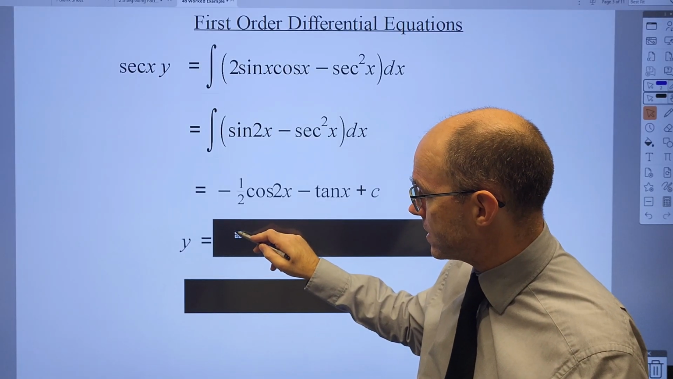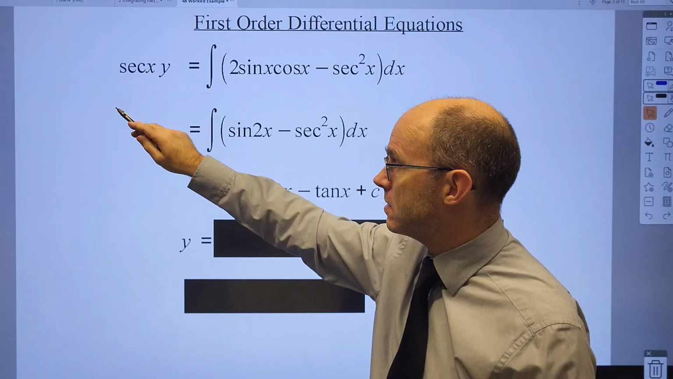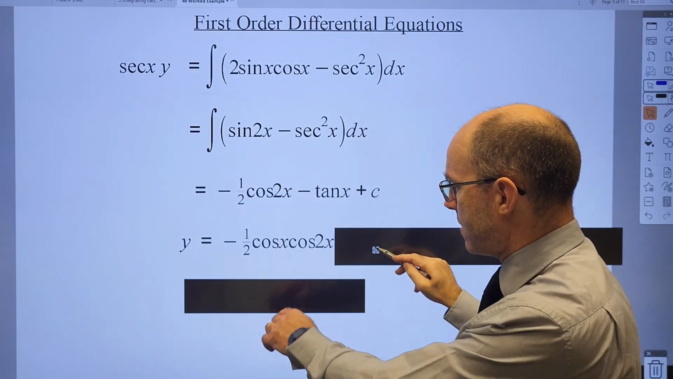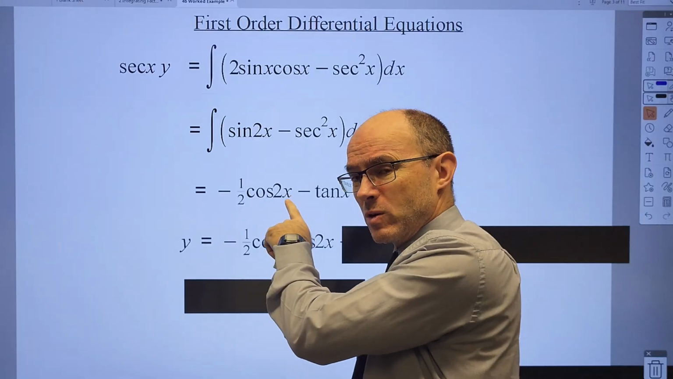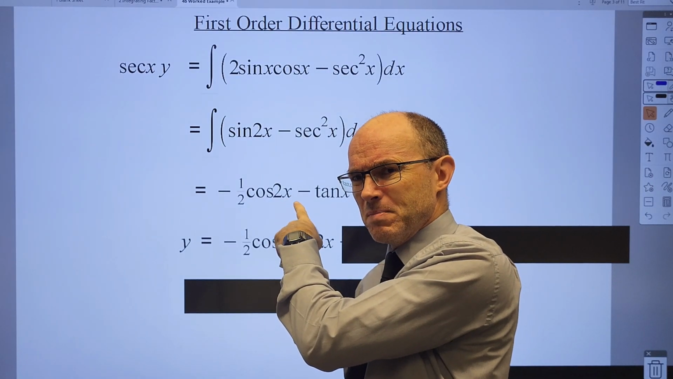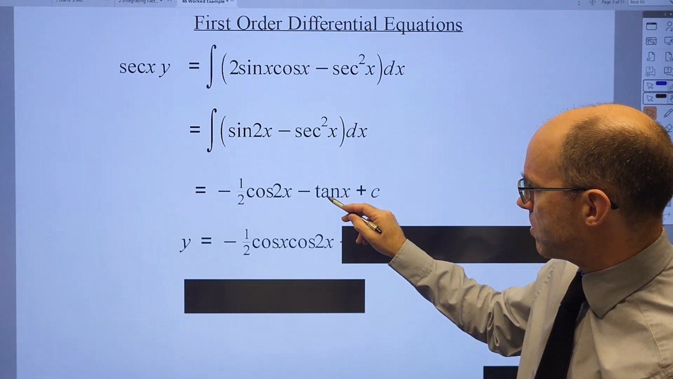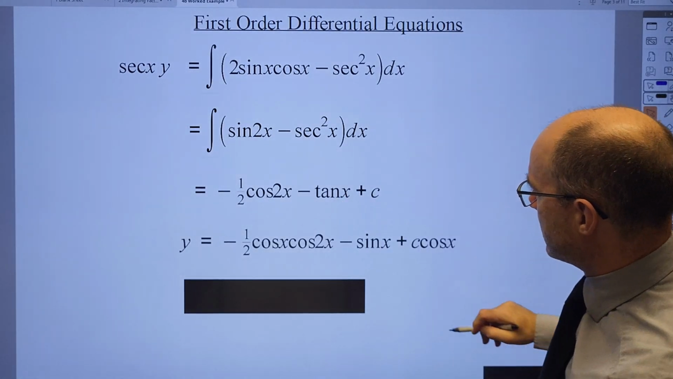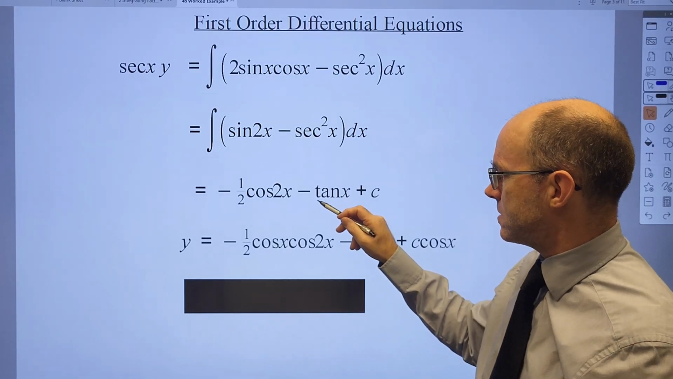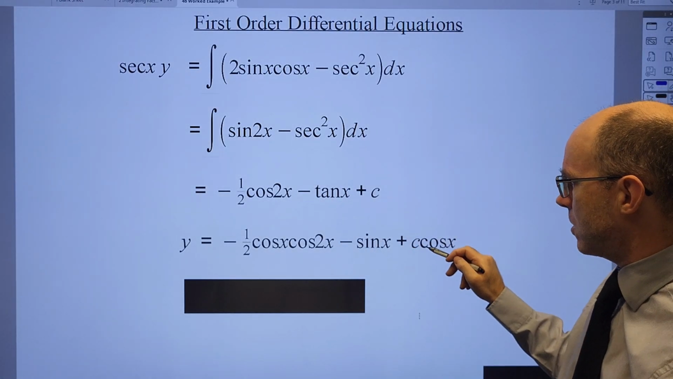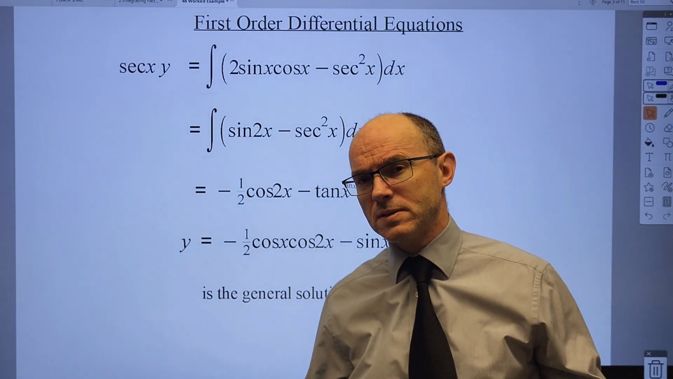Often you're asked to write it in the form y equals. So multiply both sides by cos x to get what y is. So here that will be negative half cos x cos 2x. This is a different angle, so you can't simplify that nicely, so I've just left it as cos x cos 2x. And then tan x times cos x is sin x, and then plus c cos x. Okay? And that's your general solution to that first order differential equation.